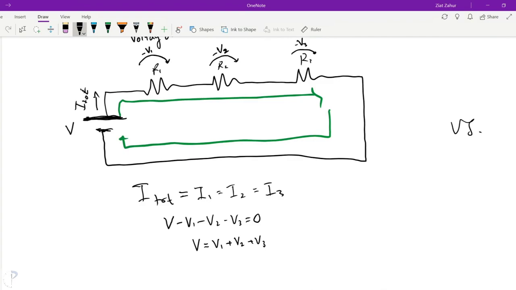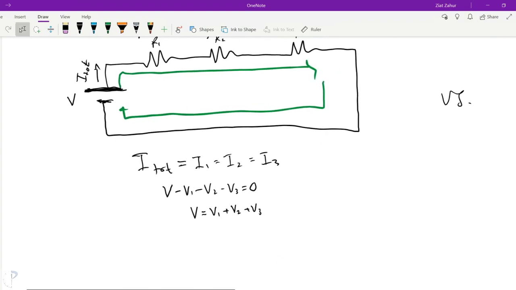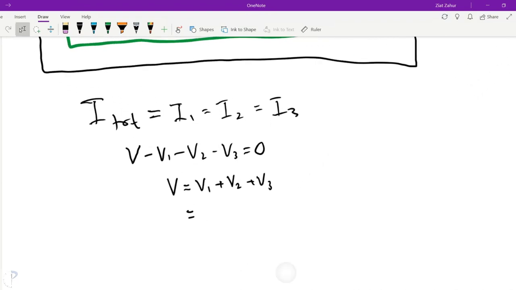Okay. So when you're in series, the voltages split up into parts, and of course the sum of the parts is the whole. And to find the individual parts, you have to use Ohm's law. Ohm's law is V equals IR. So V1 must be I1 times R1. V2 must be I2 times R2. V3 must be I3 times R3.